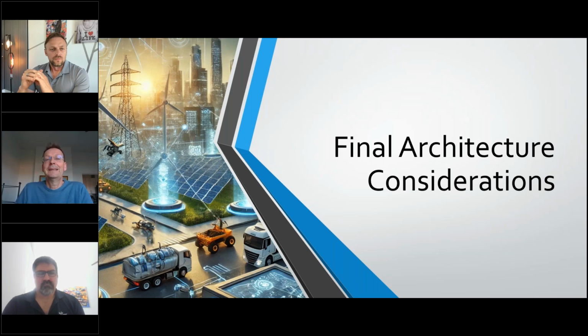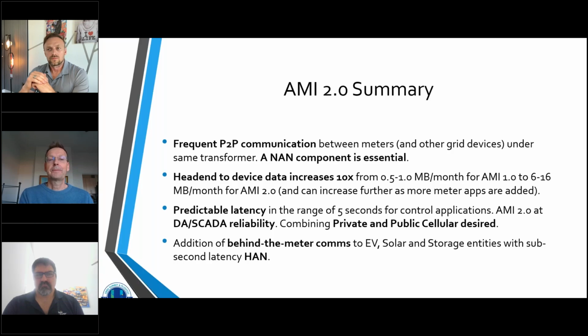Yeah, thanks, Oleg. So just some final architecture considerations based on the presentations so far. We go to the next slide. In summary, we have this logically frequent peer-to-peer communication, and what the assessment is so far is that it's quite a heavy load of AMI 2.0, and some type of component where we can handle that locally, we call it the neighborhood area network here, seems to be essential to have in an AMI 2.0 architecture.